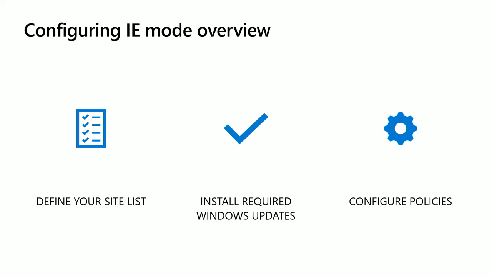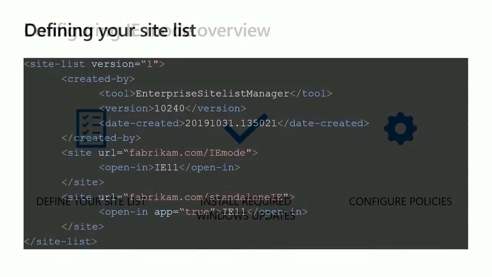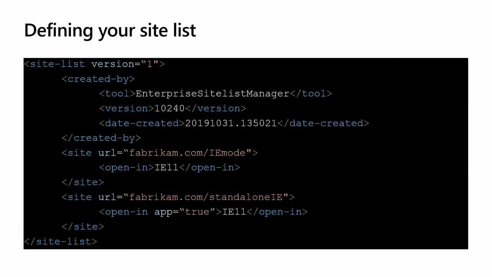And then finally, there's a handful of policies that you need to configure on the machines. I want to take a step back here and walk through what these things look like at a high level, and then I'll jump into a demo and show you how to actually do it. If you've not dealt with a site list before, this is what the XML looks like. I removed a few of the irrelevant things so it fits on the slide. But if you're using the site manager tool and you put sites in the list, this is ultimately what it ends up looking like. IE mode does require V2 of the schema.